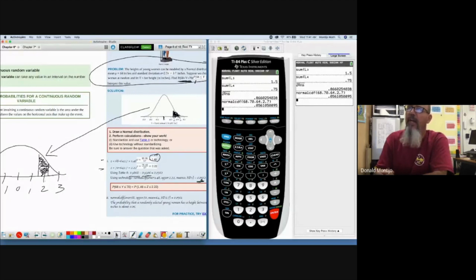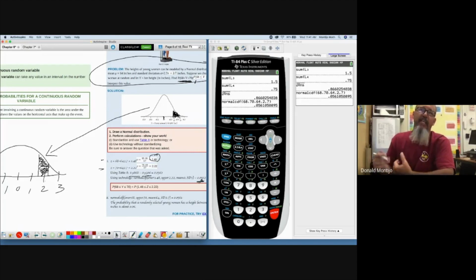So what did we find out? The probability that a randomly selected woman in the United States falls between 68 and 70 inches would happen about 5.6% of the time. Or, the area under this curve was 0.056. About 5.6% of all women in the United States will fall between the heights of 68 and 70 inches.